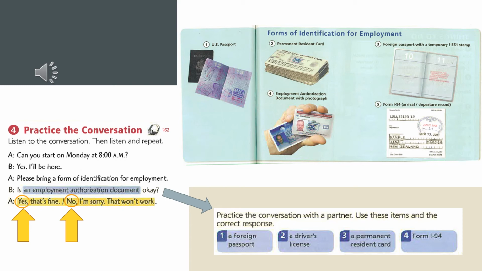Listen. 4. Practice the conversation. Page 132. Listen to the conversation. Then listen and repeat. Can you start on Monday at 8 a.m.? Yes, I'll be here. Please bring a form of identification for employment. Is an employment authorization document okay? Yes, that's fine. No, I'm sorry, that won't work.